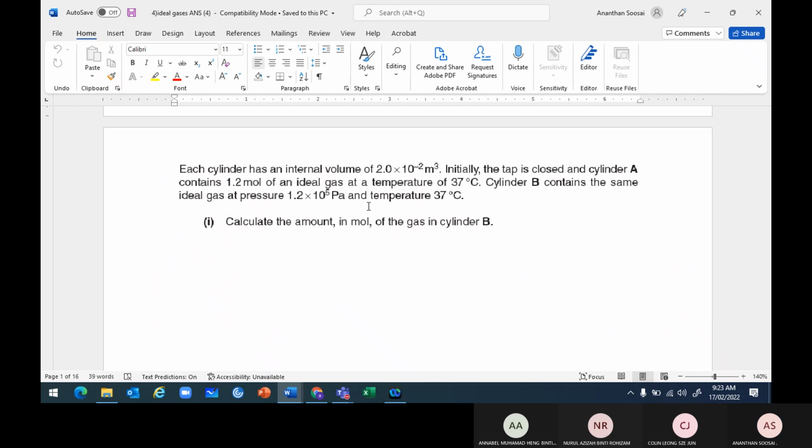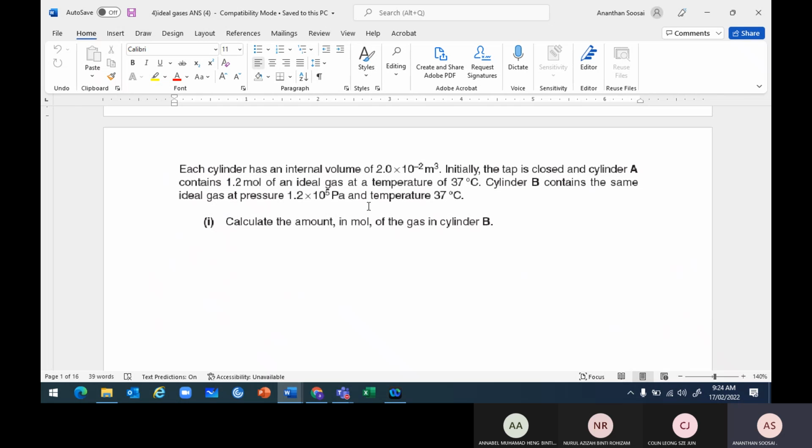Both containers have the same temperature. Both containers have the same volume. But do both containers have the same number of mole? We don't know. We only know A's number of mole. B's number of mole, we don't know. If B's number of mole is higher, then the pressure at B should be higher. Right?